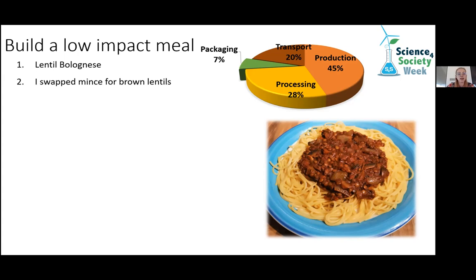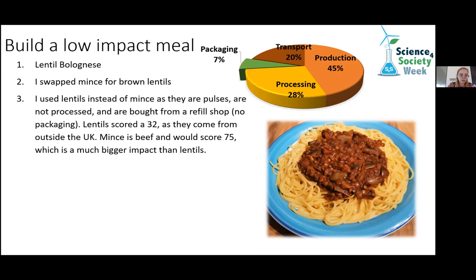And as you guys noticed, I swapped mince for brown lentils. So I used lentils instead of mince, as they are not processed. Bought from a refill shop. And my lentils scored a 32, as they would have come from outside the UK as well. So they would have had to be transported.